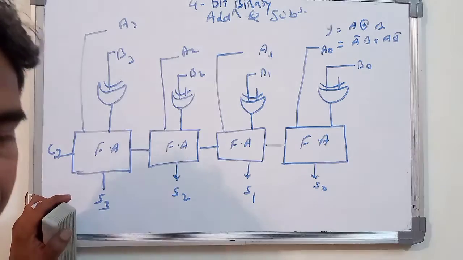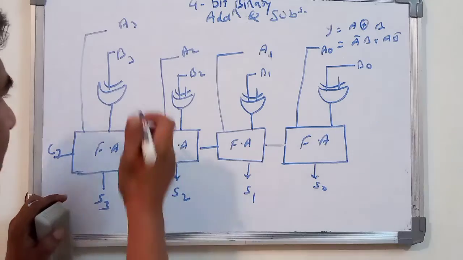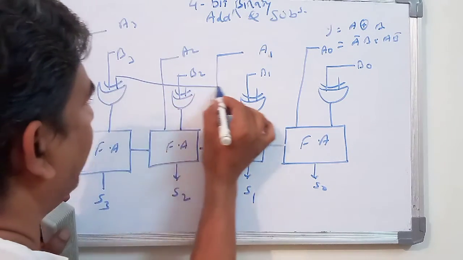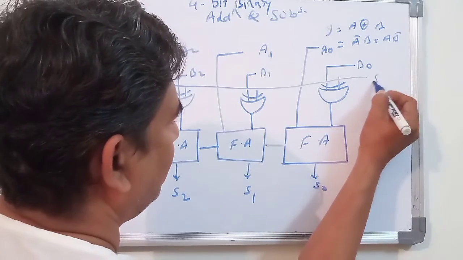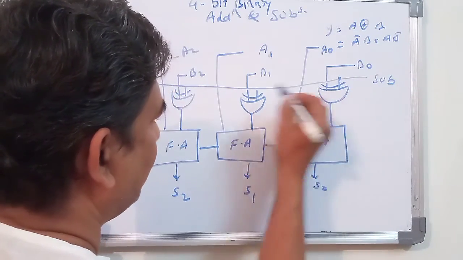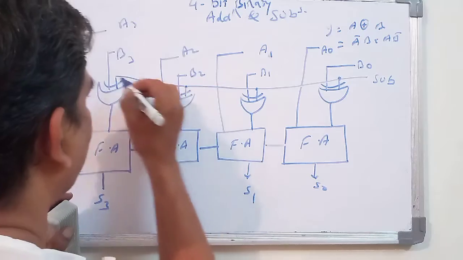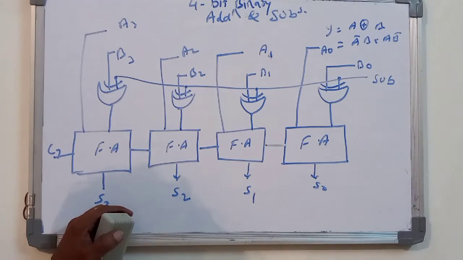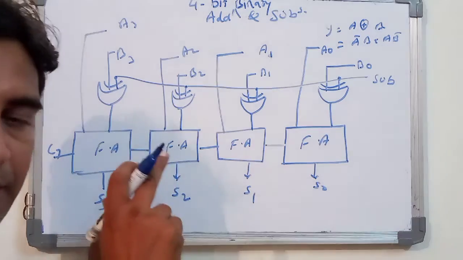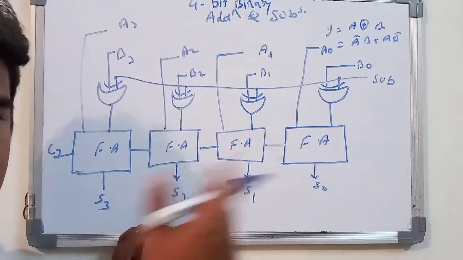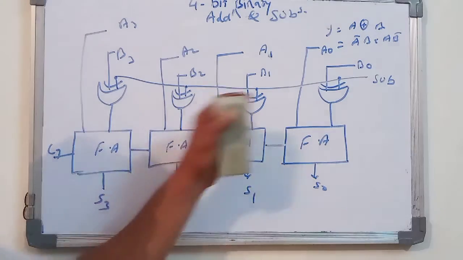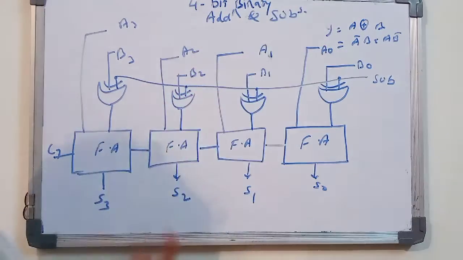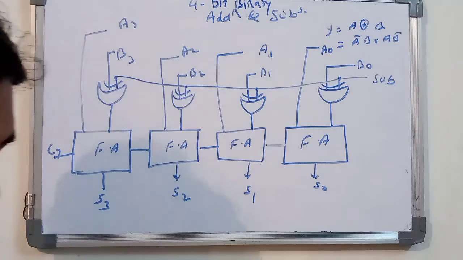For a subtraction, we have to connect the remaining input of the XOR gate like this. You write down here as subtraction. So whenever you put the subtraction value, you will obtain the output as a difference or you may get a borrow. So this is the block representing the 4-bit binary addition and subtraction. Okay, students? Thank you.